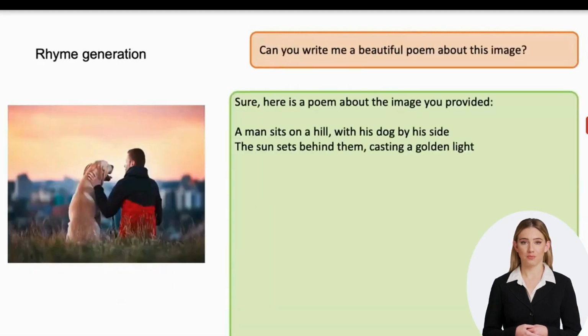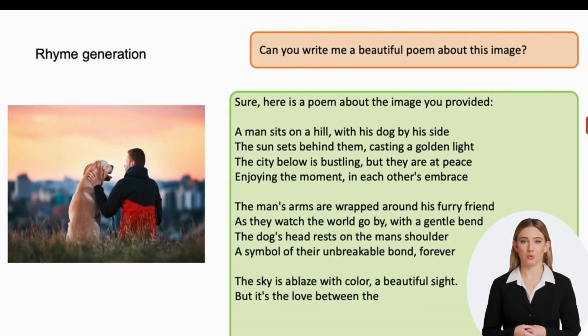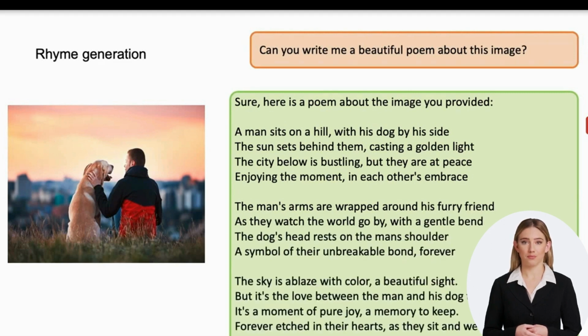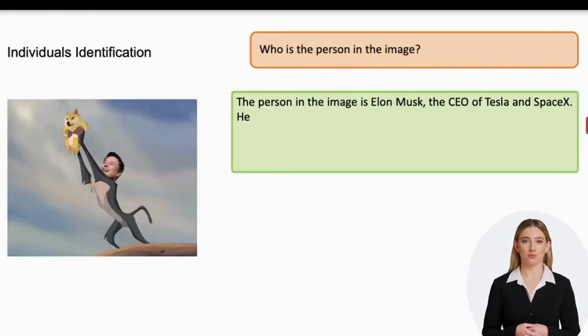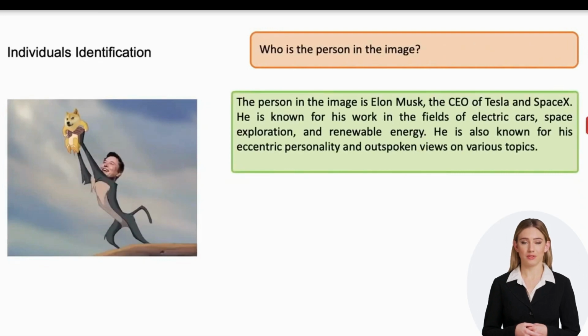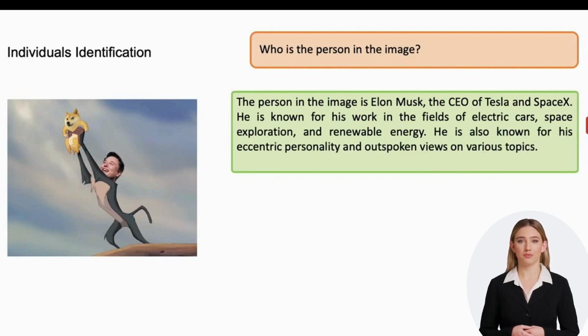Another interesting feature of this AI tool is its ability to write poems based on pictures. This could be a fun and potentially lucrative activity if you share the poems on Medium and earn money from visits. And the last cool feature is the face recognition capability. In this meme from the Lion King cartoon, Elon Musk's face was replaced with the lion's face, and the AI tool was able to accurately recognize Elon Musk.